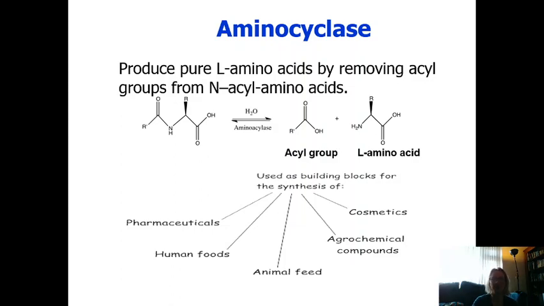Another example of an immobilized enzyme that's used frequently is the aminoacylase enzyme. That's used to produce these L-amino acids, where they remove the acyl groups, that's this group here, from the N-acyl amino acids to create these pure L-amino acids, and that's used for lots and lots of different things. So it's used in the cosmetic industry, in agrochemical compounds, animal feed, human food, and the pharmaceutical industry as well. So lots and lots of uses for the aminoacylase.